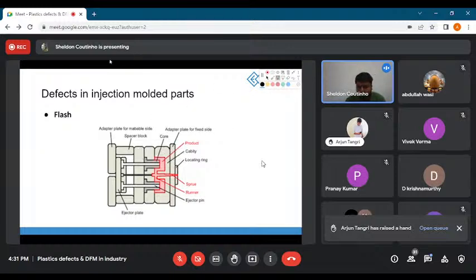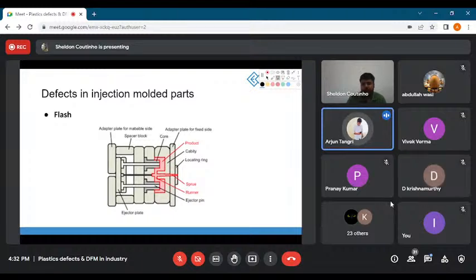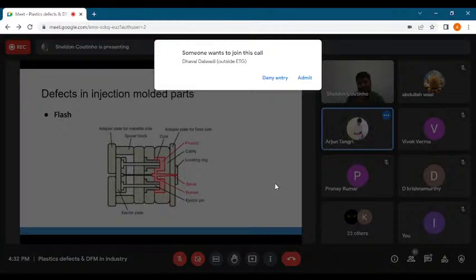Yeah, Arjun, you can unmute. Sir, actually, I want to add one point also. Correct me if I'm wrong. I saw a die. They use four pins to join the core and cavity. My question is, instead of making all the four pins the same, what they did was they make three pins of the same size and the fourth pin is of a different size.